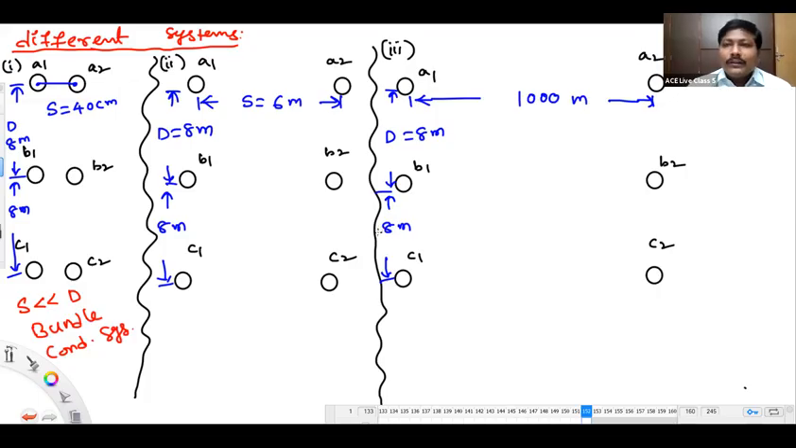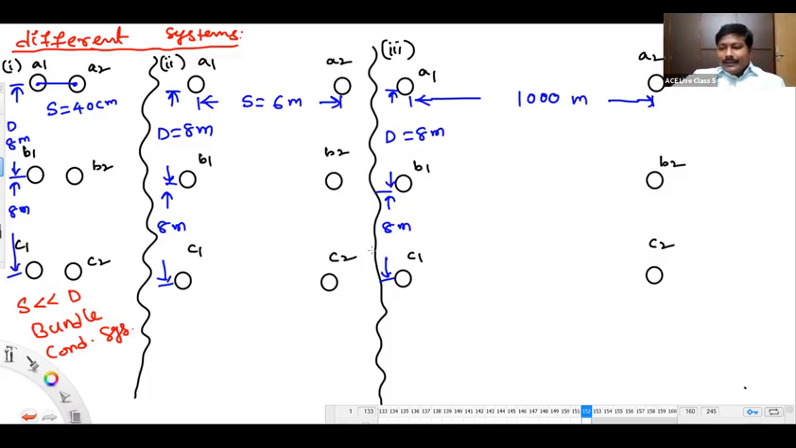Next you see, second one. A1, B1, C1, circuit number 1, A2, B2, C2, circuit number 2. How is the distance between circuit 1 and circuit 2? It's not too low. We have a good amount of distance, like 6 meters, maybe 10 meters. Between circuit 1 and circuit 2, there is a good value of distance, right?